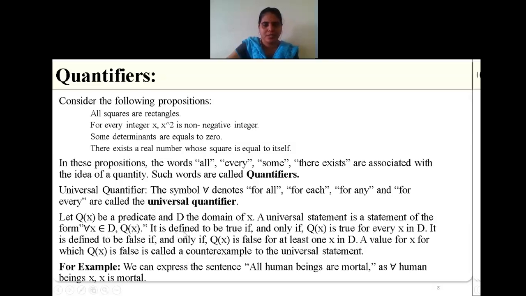Q(x) is defined to be true if and only if Q(x) is true for every x in D, and it is defined to be false if and only if Q(x) is false for at least one x in D. For example, we can express the sentence all human beings are mortal as for all, this is the symbol, human beings represented as x, so x is mortal.